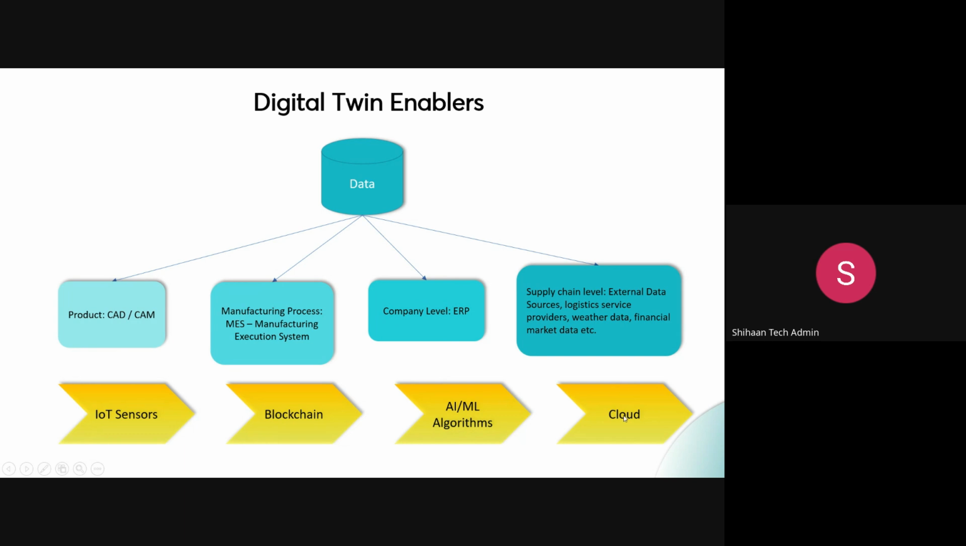Okay, and of course there is a cloud which is involved, because when we talk about data, when we talk about all these sensors and the integration of all these platforms, there should be a cloud facility wherein you can integrate all these systems together to have a better operation. So these are the different technology enablers for building a digital twin. Any questions so far?